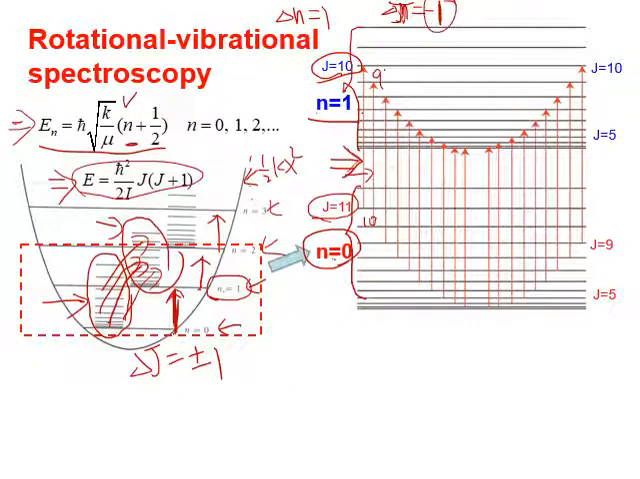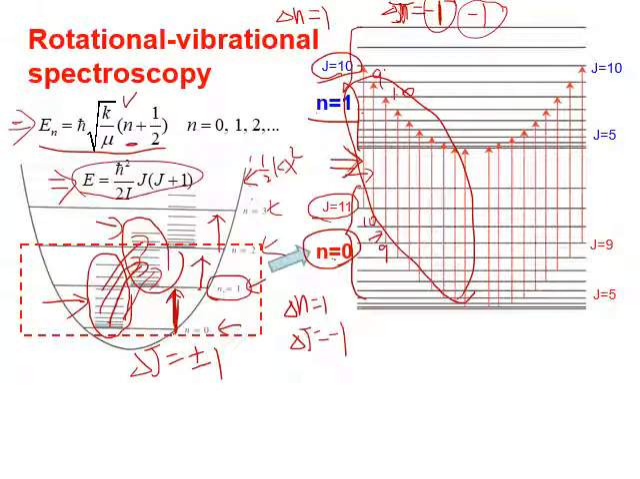And let's look at this one, from 9 to 8. Again, negative 1. So all these transitions belong to delta J equals negative 1. And so it's a combination of delta n equals 1, delta J equals negative 1. So both vibration and rotation obey the selection rule.